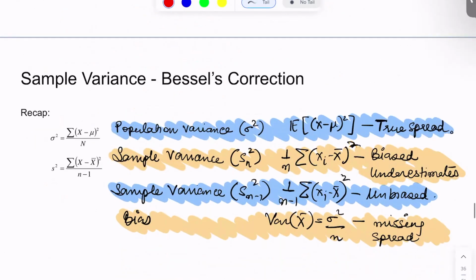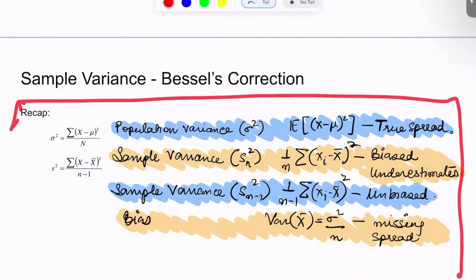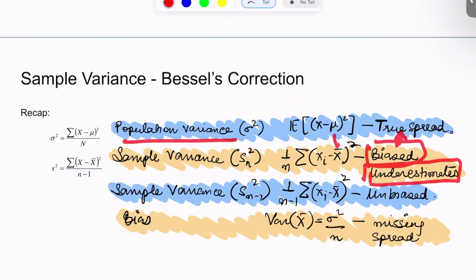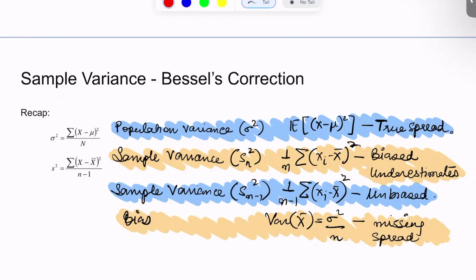So what we have looked into so far is that the population variance, sigma square, is given by the expected square deviation of the samples from the population mean, and this is the true spread of the distribution. Sample variance, if calculated by dividing the deviations by n, with deviations calculated using the sample mean, is a biased estimate, and it underestimates the true spread, that is the population variance. Sample variance calculated using the sample mean and dividing by n minus 1 is an unbiased estimate. The bias in the case where we divide by n is captured by the variance of the sample mean, which is given by sigma square by n.